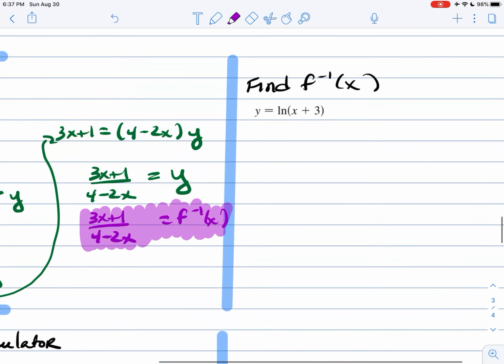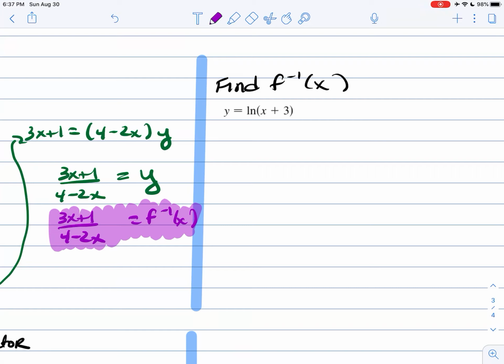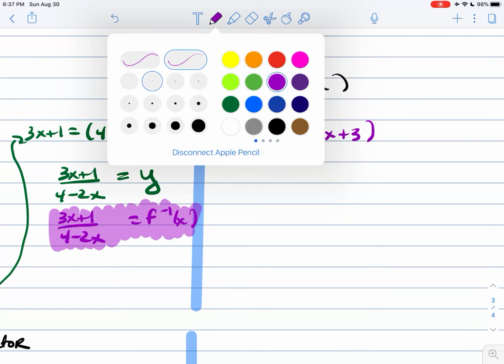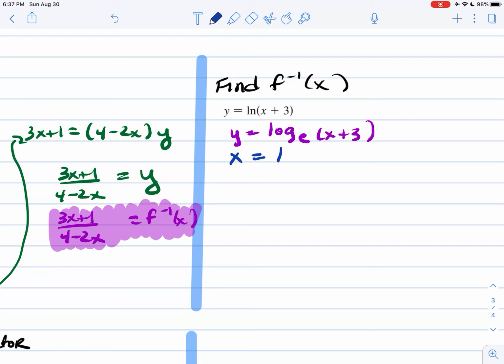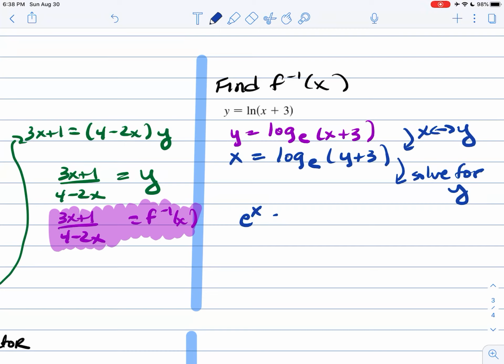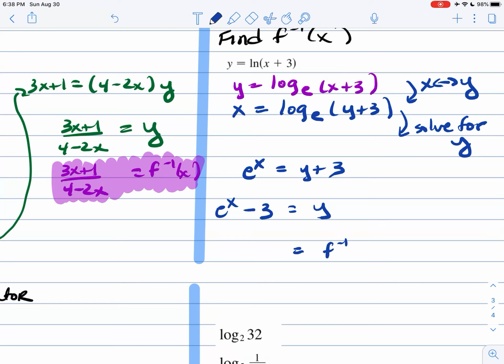One more. If I have ln, I'm going to first rewrite this as y equal to log base e of x plus 3. Again, I'm going to swap my x and my y, and I'm going to say that x is log base e of y plus 3. And now I'm going to solve for y. So I'm going to convert to exponent form, and I end up with e to the x is equal to y plus 3. And then I can solve for y, and I get e to the x minus 3. Finally, I change to f inverse of x, and I get e to the x minus 3, and that is my response.